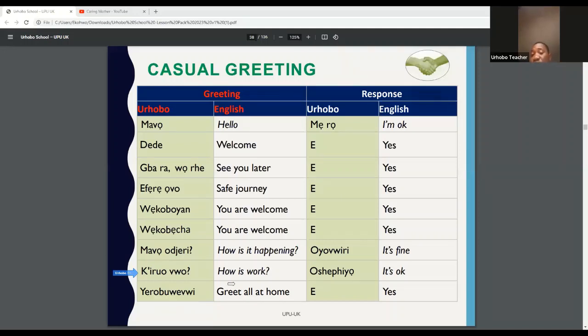Okay, Urhobo. And then you can still say Oyonwiri, or you can say Oshebiyo. They are all the same, they mean the same thing. Oshebiyo, it's fine, it's well. Oyonwiri, it's fine. Any of them can go.